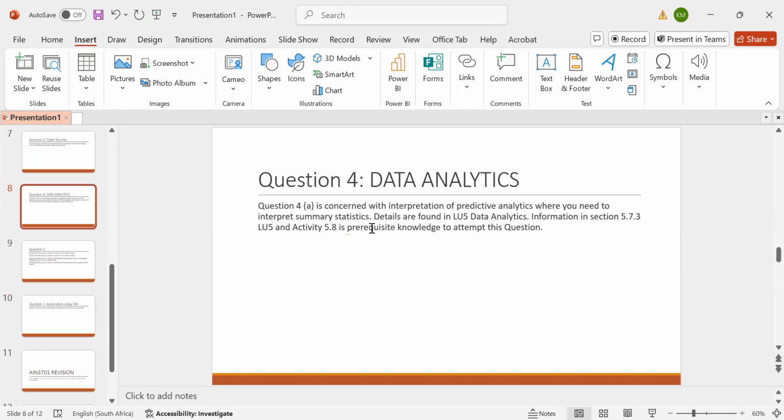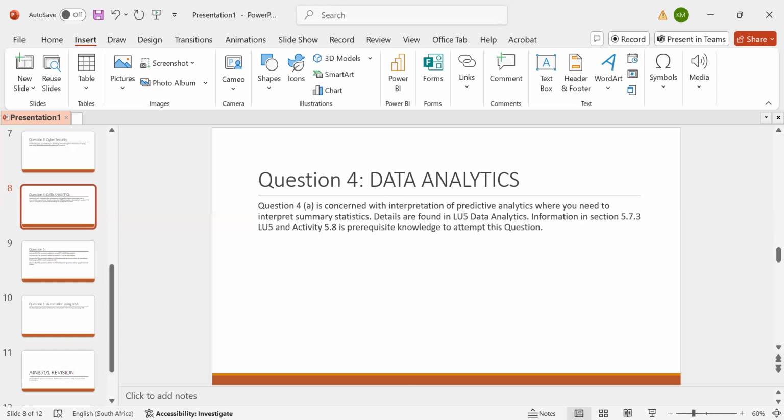Question 4 is data analytics, which you get from learning unit 5. Question 4A is concerned with interpretation of predictive analytics, where you need to interpret summary statistics. Details are found in learning unit 5, data analytics. Also use information in section 5.7.3, learning unit 5 and activity 5.8 as prerequisite knowledge to attempt this question.